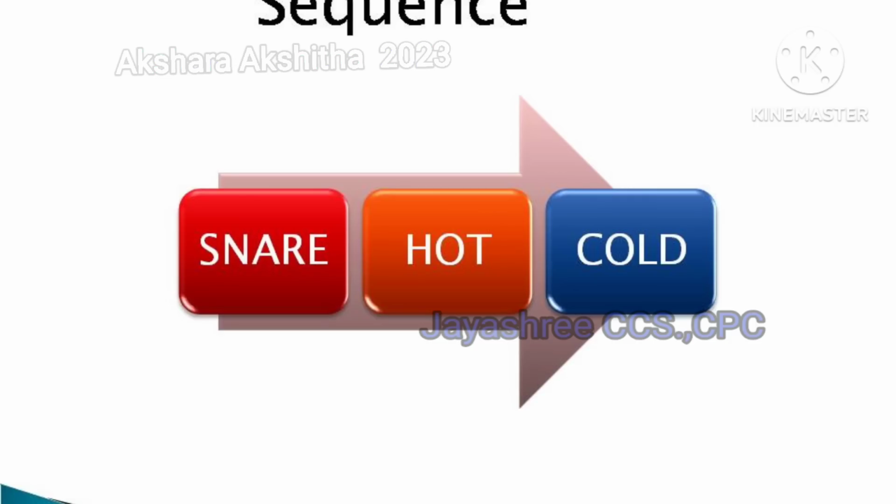So this is the sequencing. Snare is the most extensive. After that, hot technique is less extensive. Finally, cold biopsy is the least extensive procedure. Okay. In this diagram, they have mentioned centimeter-wise locations, so I will explain this also.